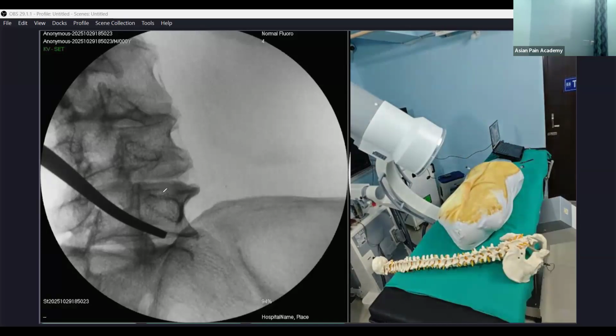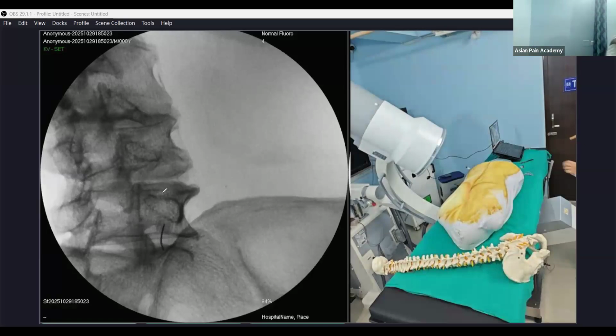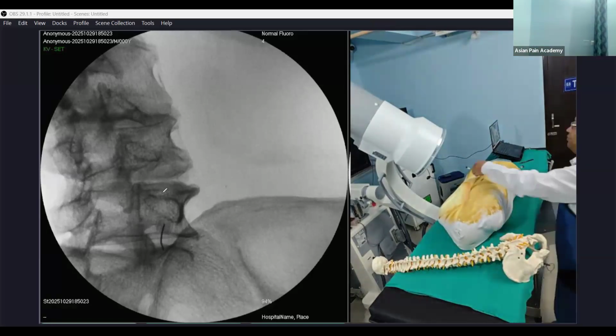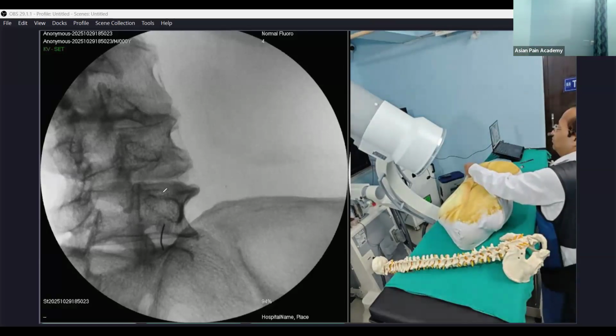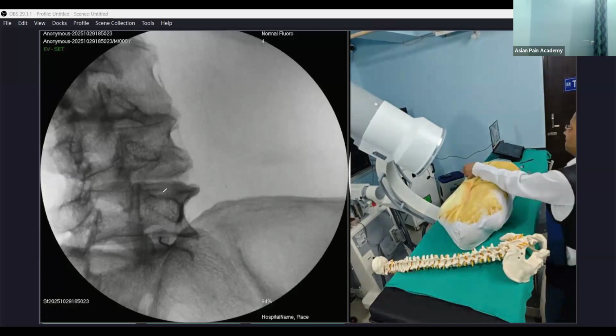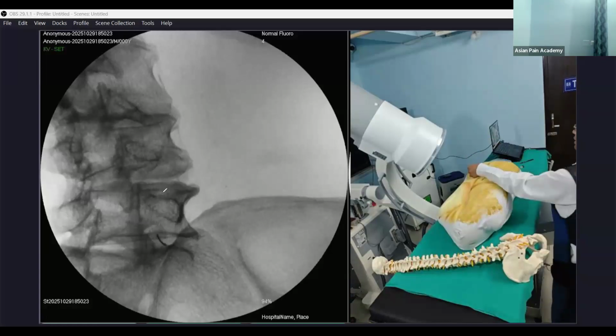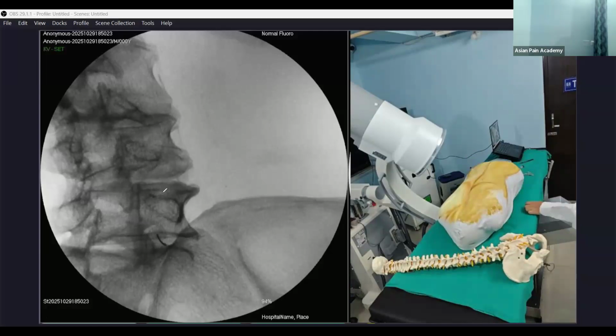Shoot. So I am going a bit caudal. I have to make it a bit cranial. So with this, so still a bit caudal. Okay, so this is more or less perfect.